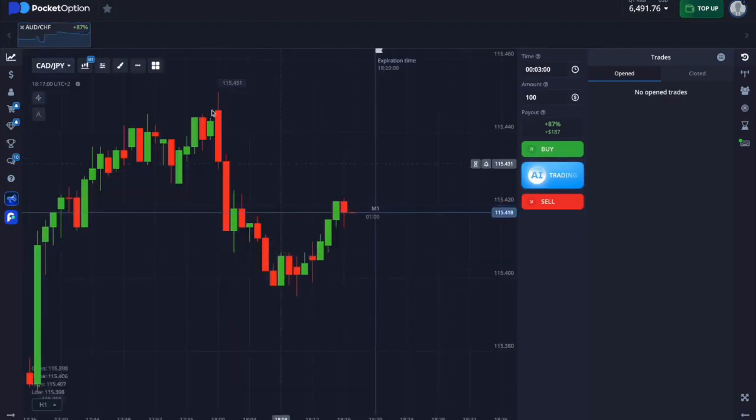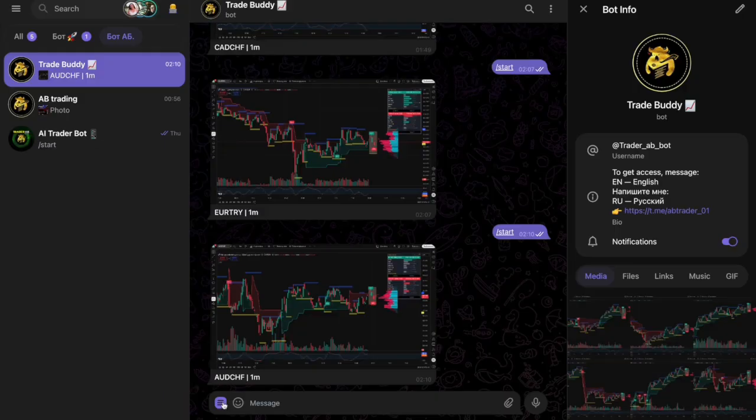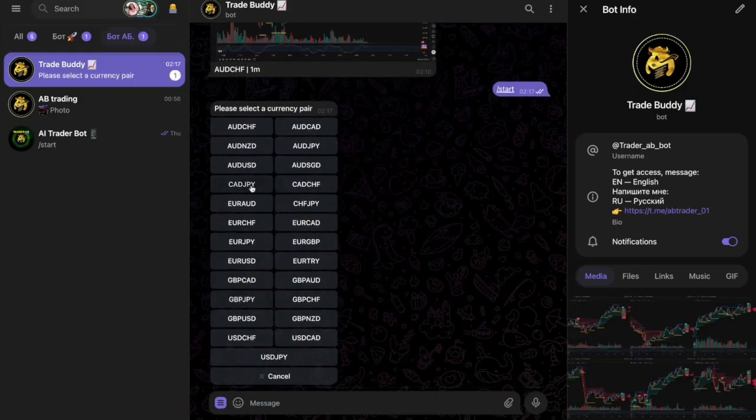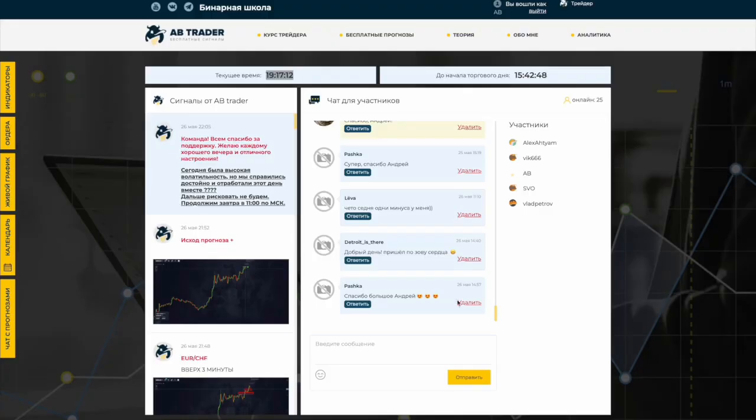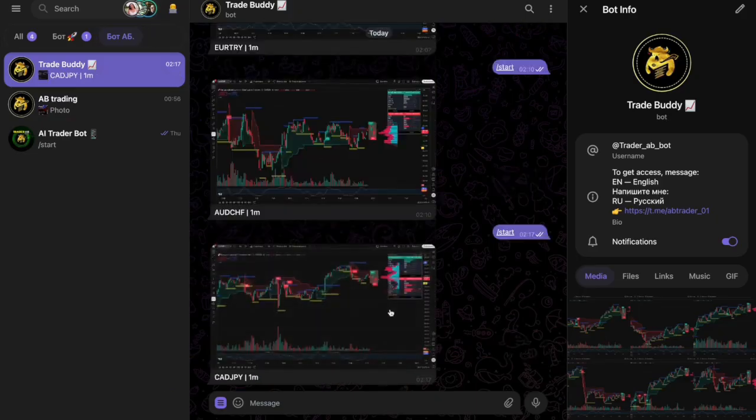Now the next currency pair is the Canadian dollar and Japanese yen. At first I ask, you can do it the other way around. At first I ask the bot for a signal. Sorry, it's already late in the evening. First we ask the bot, it gives us a signal.